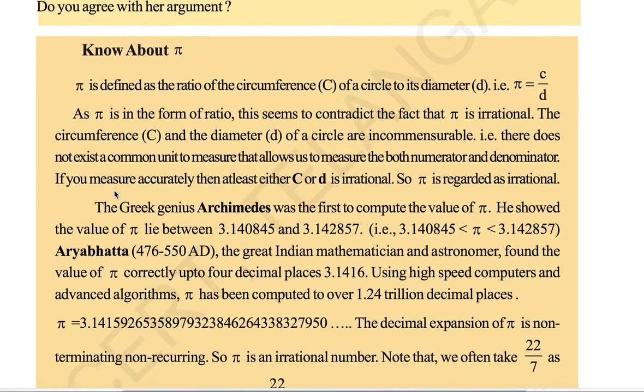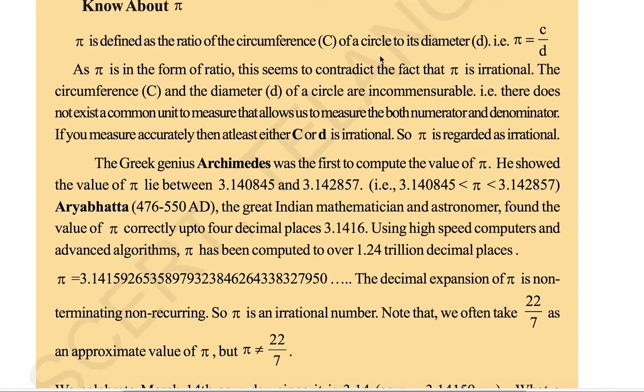Now know about pi. Pi is defined as the ratio of the circumference of a circle to its diameter. Pi equal to c by d, where c is the circumference and d is the diameter of a circle. As pi is in the form of a ratio, this seems to contradict the fact that pi is irrational. The circumference c and the diameter d of a circle are incommensurable.